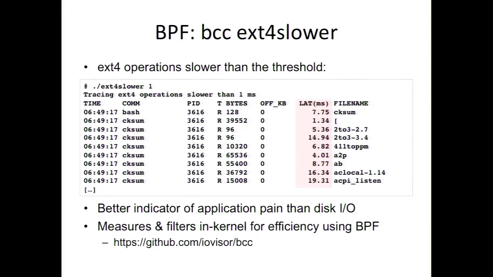This front end is ext4 slower, and that's tracing latency at the ext4 level, the file system level. I'm saying, only show me file system IO slower than 1 millisecond. That's great, because this is closer to the application, rather than looking at the disks, which can be misleading. It's a better indication of application pain than disk IO. You may not be able to use this yet because this is the new cool stuff in Linux 4.4 or 4.5, but this will be in the future. Out of all the different Linux tracers that have existed over the years, BPF has in some ways won because it is being integrated into the kernel.